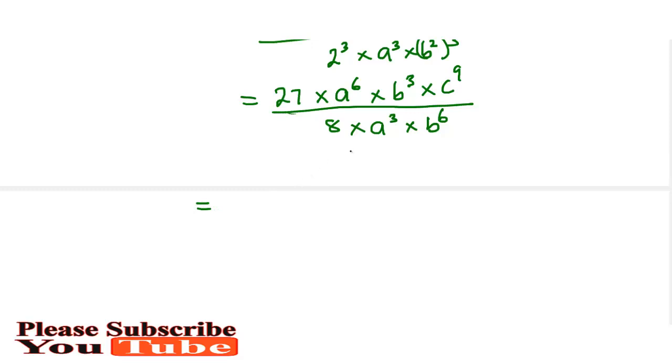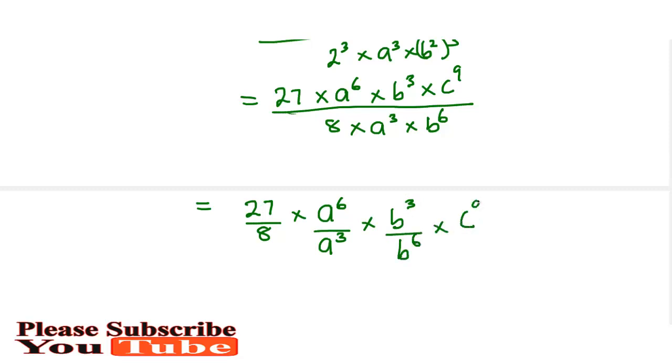With this understanding, we can split each of the terms. We split the number separately and the letters that are like terms. So we can write 27 over 8 multiplied by a raised to power 6 over a raised to power 3. So numbers to numbers, letters to letters, and of course those letters must be like terms. Then times b raised to power 3 over b raised to power 6. Then multiply by c raised to power 9.